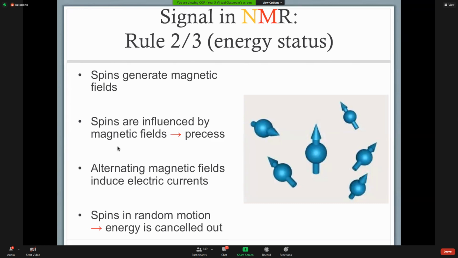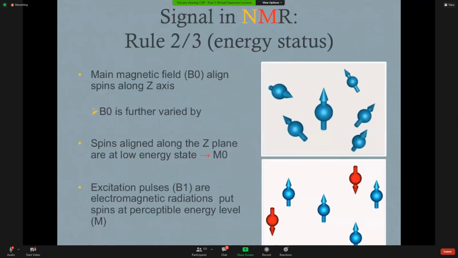Now remember that in the rest status, these atoms in the body have no specific direction. So they are actually spinning around in very random motion, and therefore their energies are cancelled out because each one of them is in one direction. When we align these spins in one direction, we actually can get a net magnetic field of a relatively low energy state.